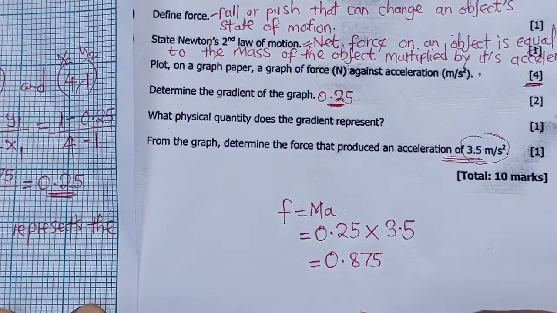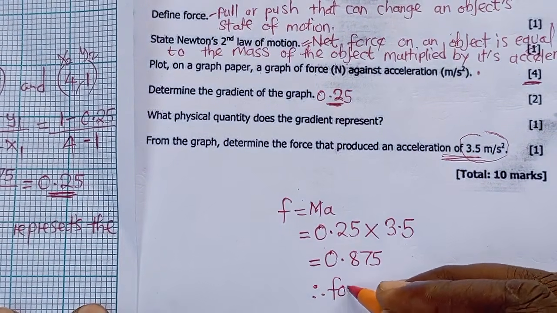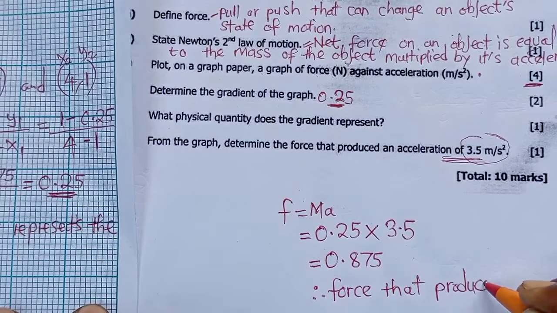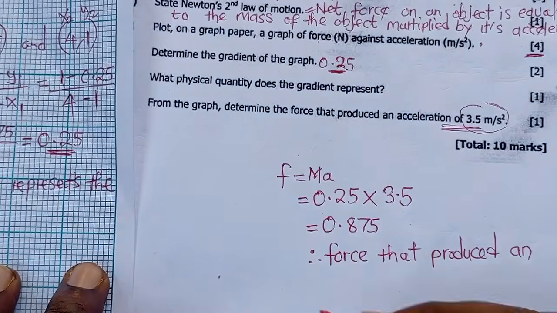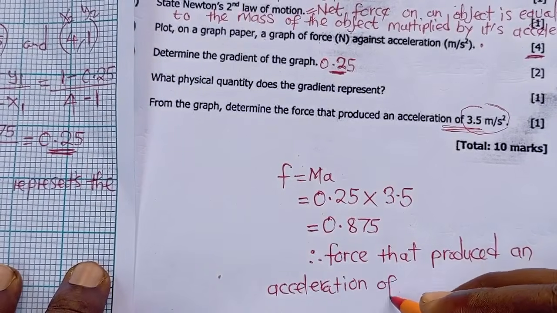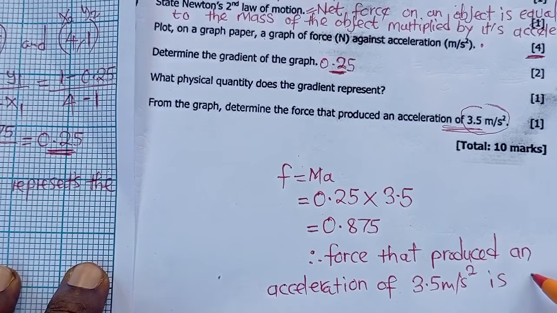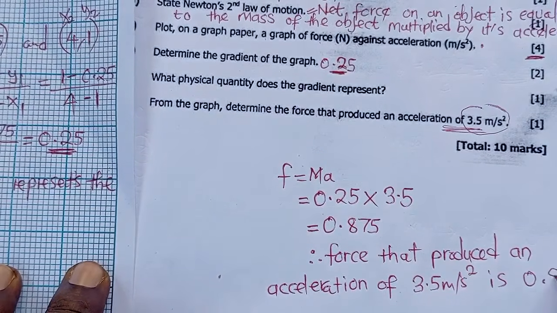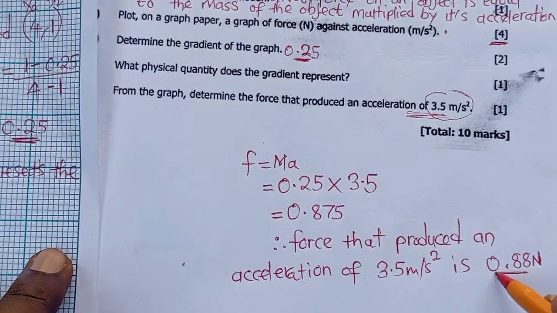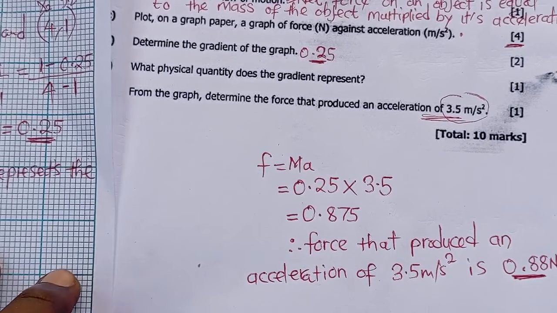You are getting 0.875. Then you just conclude and say, therefore, the force that produced an acceleration of 3.5 meters per second squared is 0.88 newtons. This is the answer.